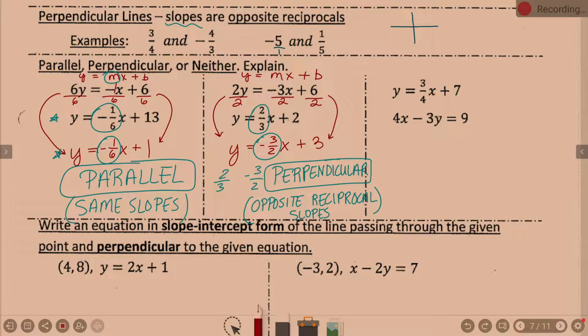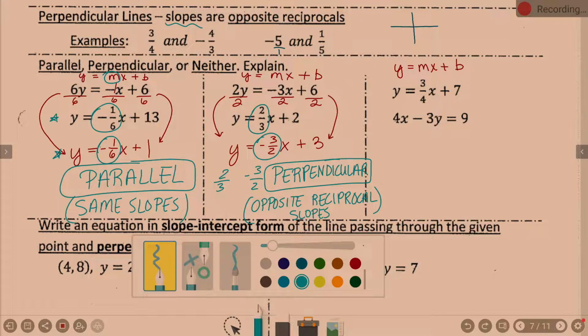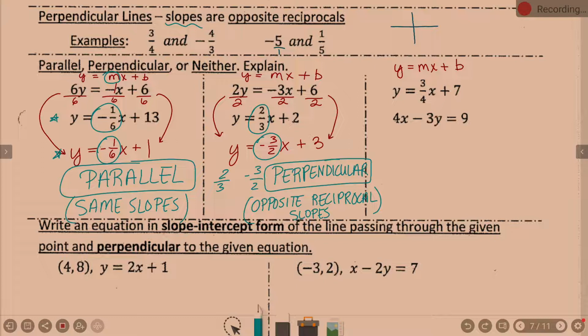Okay. One more in this section. Again, remember we're looking at y equals mx plus b. Are both equations y equals? Yeah. One equation is y equals, right? Yeah. I know that slope is 3/4.